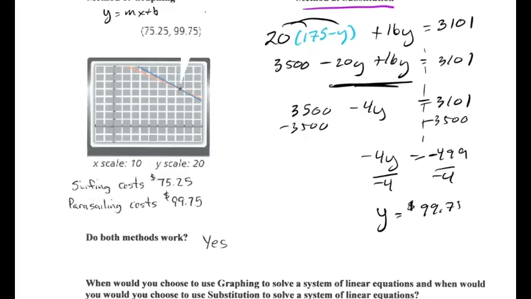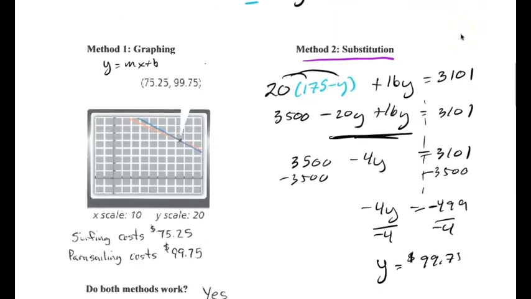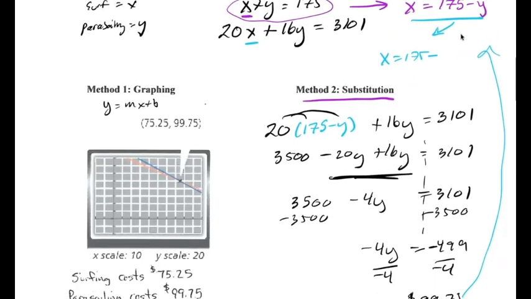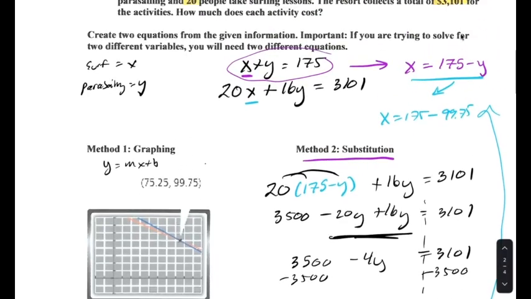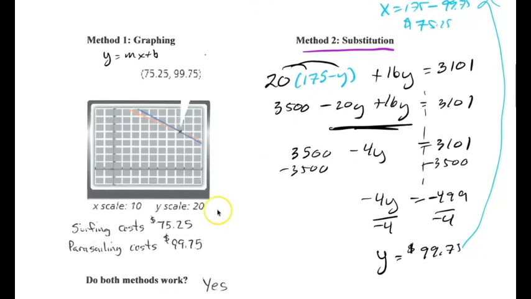And then once you have your y, you can go back up to here, plug it in and find your x. Let's do that real quick. Let's find our x. So it's going to be 175 minus 99.75. And when you do that, you get 75.25. The exact same answer we got by graphing, right? Surfing costs $75.25. Parasailing costs $99.75, almost $100.